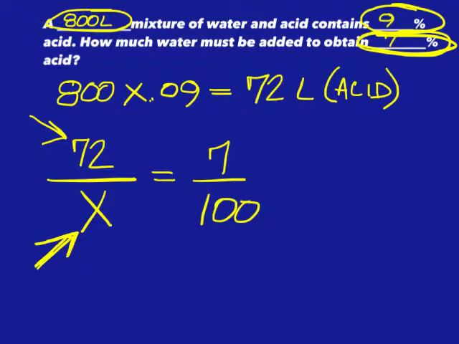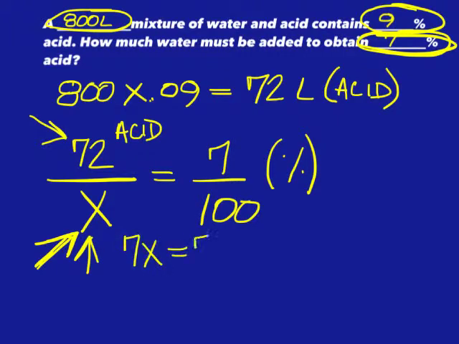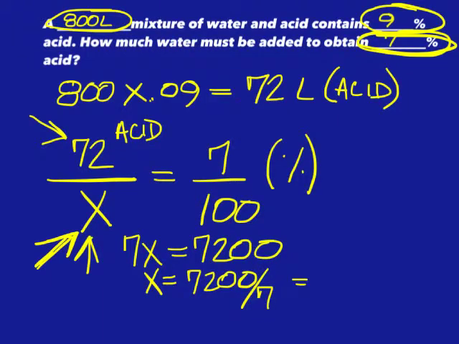So once you have your proportion set up, remember this is the percent here. This is the number of liters of acid. 7 over 100 is the percent, and this is the new total we don't know. Cross multiply to get 7x equals 7,200, and divide 7,200 by 7. And 7,200 divided by 7 comes out to be 1,028.57, and that is the new total.